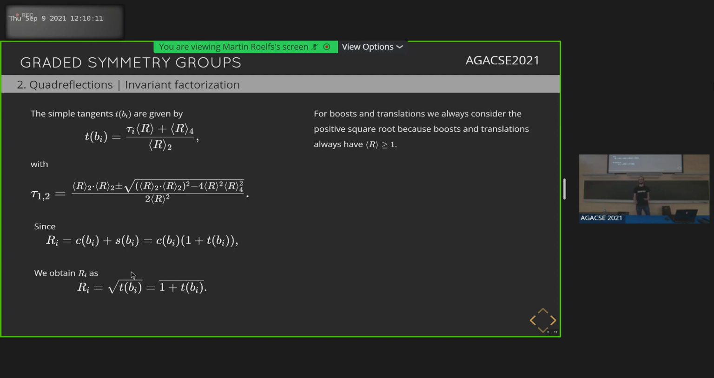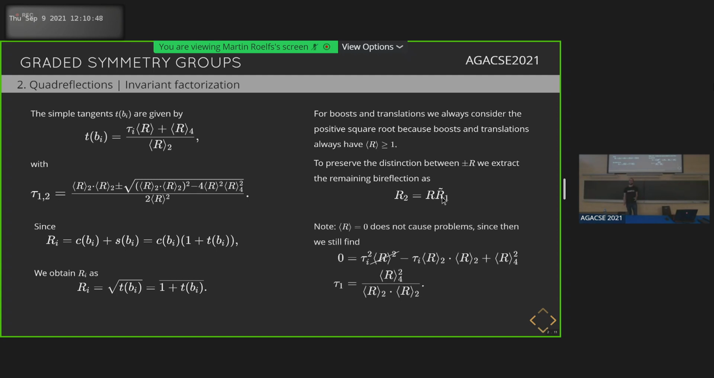For boosts and translations, we always consider the positive square root, as I've written it here, because we know that for boosts and translations, the scalar part will always have to be larger or equal to 1. And then for the remaining one, because we want to keep the distinction between plus and minus of the rotor, we don't want to dispose of that information, I will just extract the remaining bireflection by saying that that is the original R divided by R1, and that keeps the sign intact.